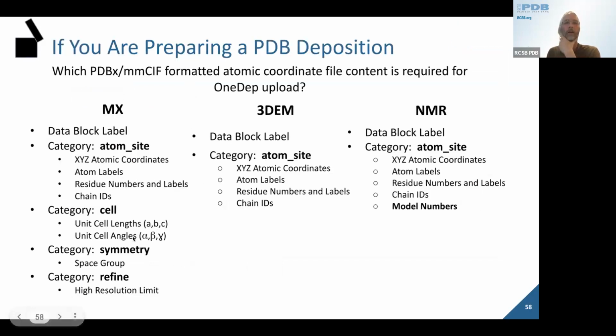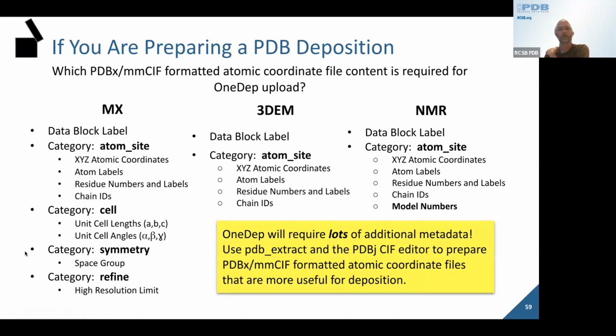So before I go, we've been talking a lot about deposition into the PDB. I just wanted to point out, to open up the box a little bit more, what information is absolutely required in a PDBx mmCIF formatted atomic coordinate file that you're attempting to upload to the PDB via OneDep. I list out here, and I'm not going to go through them in great detail, the various categories that are required for each of the major experimental methods. It's important to note that this is what's absolutely required in a file, but you're not limited to that. And OneDep will require a lot of additional metadata for complete deposition.